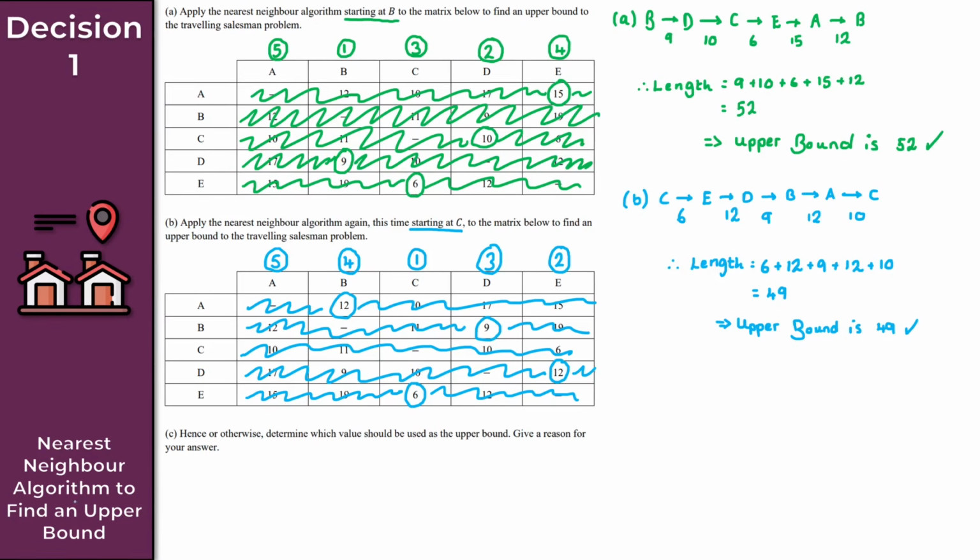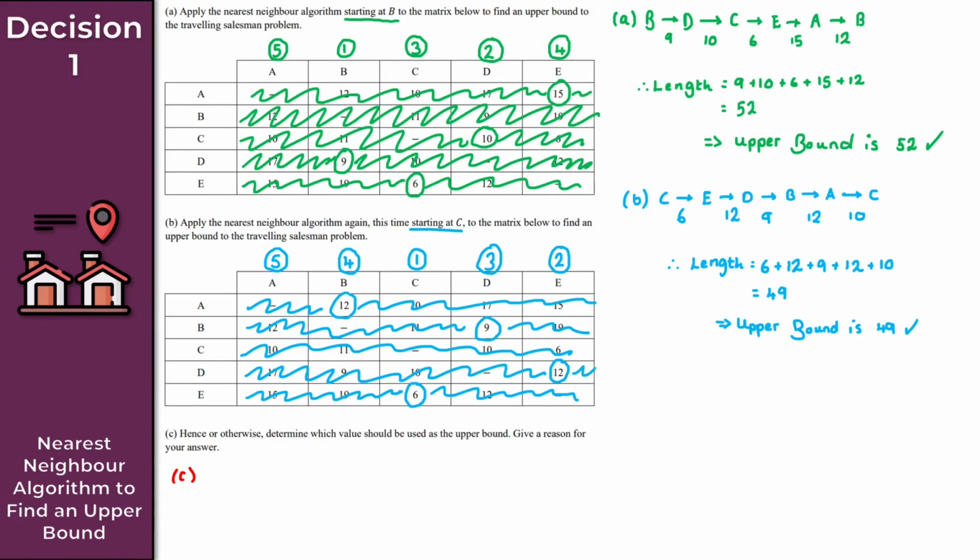And then finally, for the very last part of this question, part C, given that I've done part A and part B in different colors, I'm going to be consistent. I'll also use a different color here for part C. You don't have to, just being a little bit special, but there we go. So for part C then, it says hence or otherwise determine which value should be used as the upper bound. And it does say that we do need to give a reason for our answer.